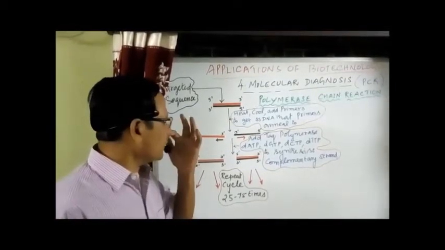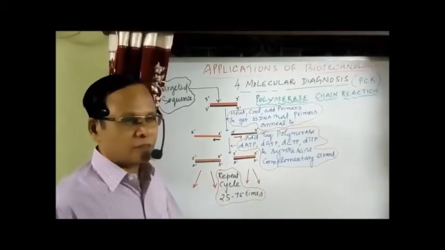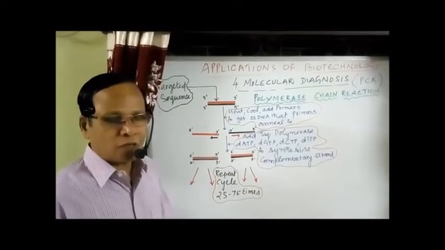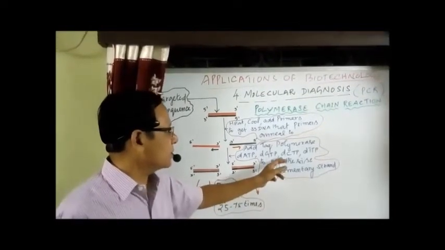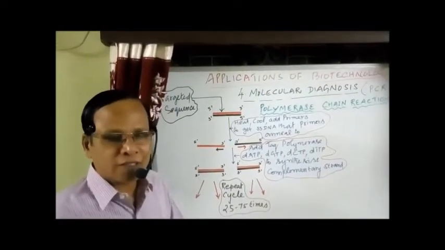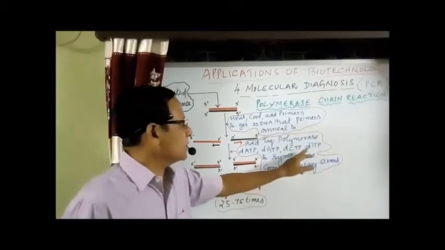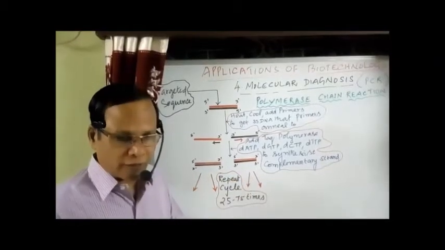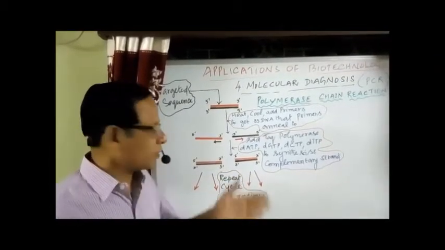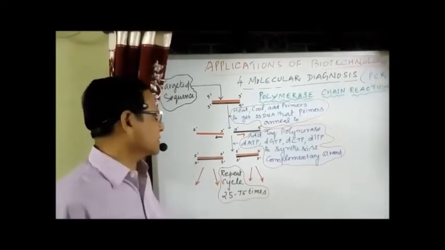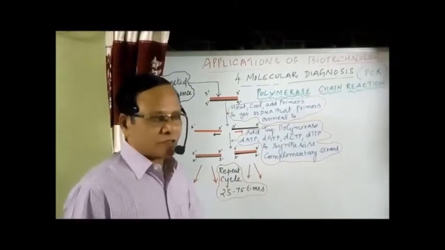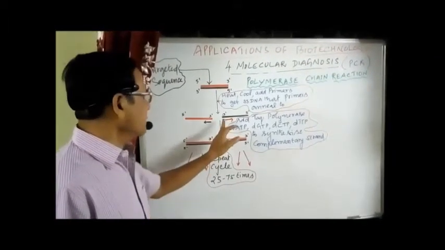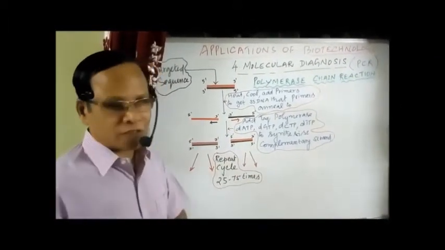The energy source may be in the form of dATP, deoxyadenosine triphosphate, or dGTP, deoxyguanosine triphosphate, or dCTP, deoxycytidine triphosphate, or dTTP, thymidine triphosphate. These are all energy sources, they provide energy for the process to synthesize the complementary strand. Now this one synthesizes its own complementary strand, this one synthesizes its own complementary strand.